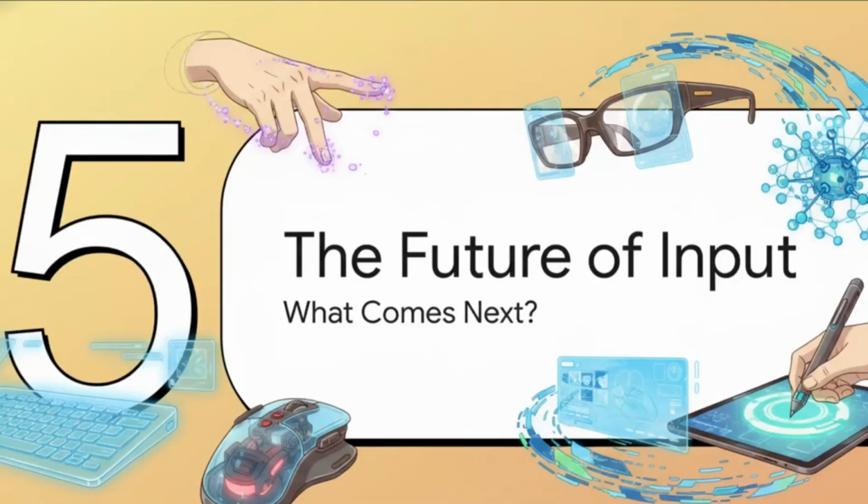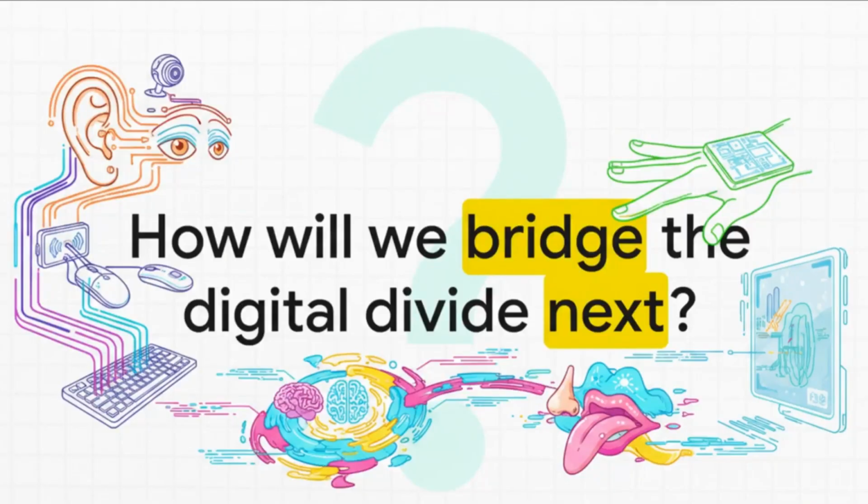And finally, Section 5, the future of input. What comes next? So I want to leave you with this final thought. We've seen exactly how keyboards and mice translate our fingers, how touchscreens translate our direct physical contact, and how mics and webcams translate our voices and faces. But if these devices are already acting as the perfect translators for our hands, eyes, and ears, how will we physically bridge the digital divide next? What sense, or maybe even what thought, will computers learn to translate tomorrow?